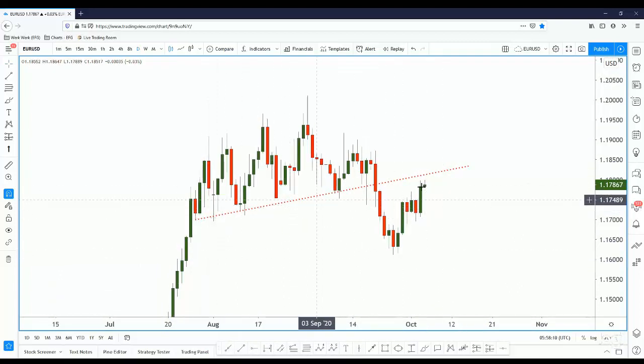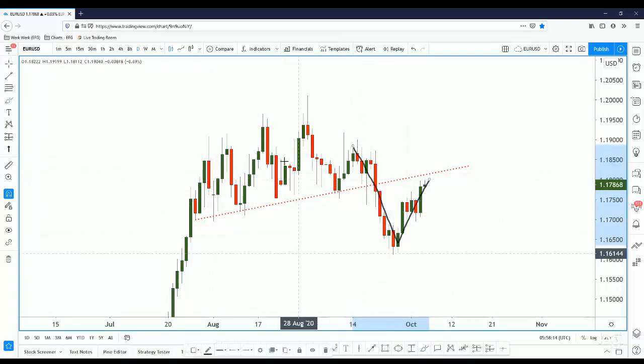So we have this trend line first, where price broke out and is coming back to retest. For trend lines, price likes to break out and then pull back and retest it. So that's one reason. Now the second reason is price is actually on a downtrend.